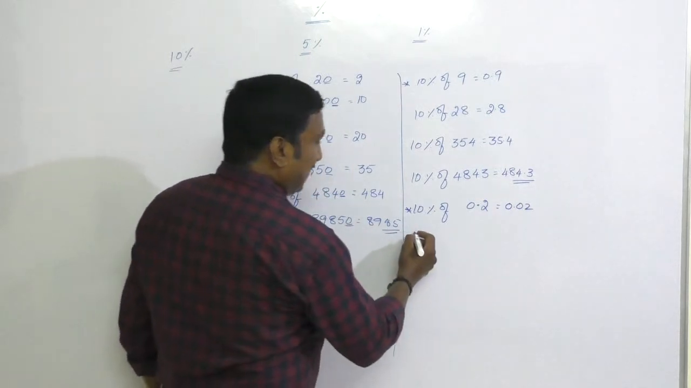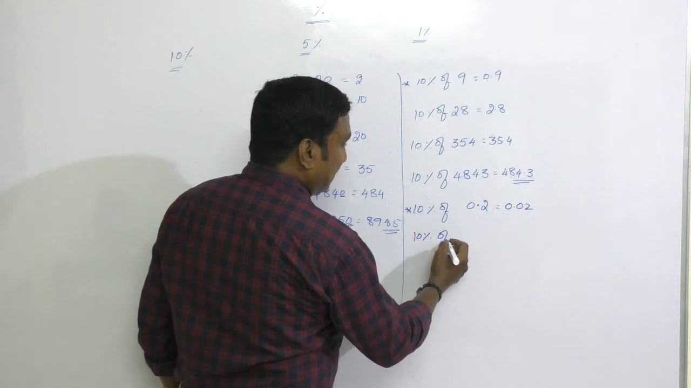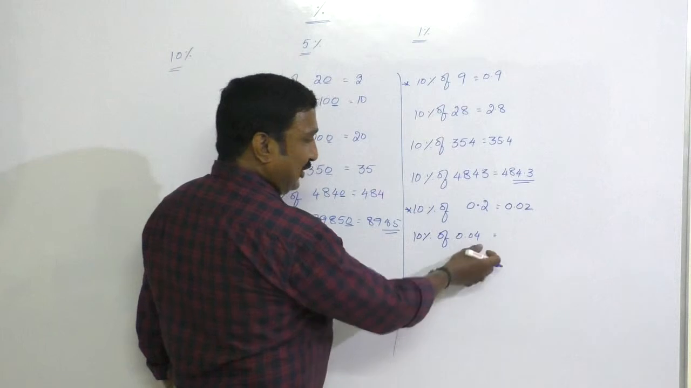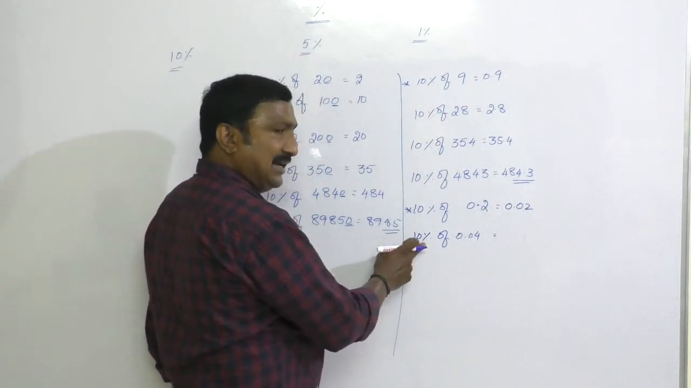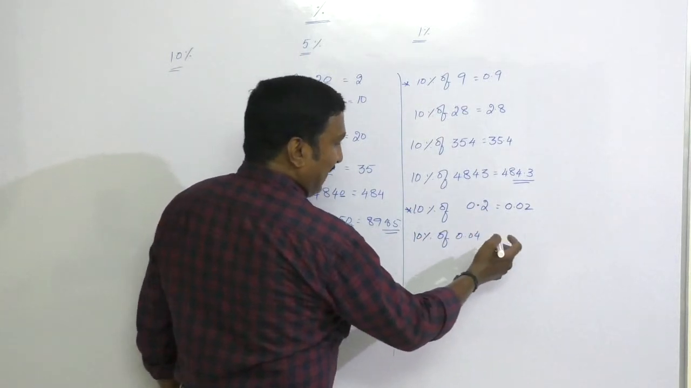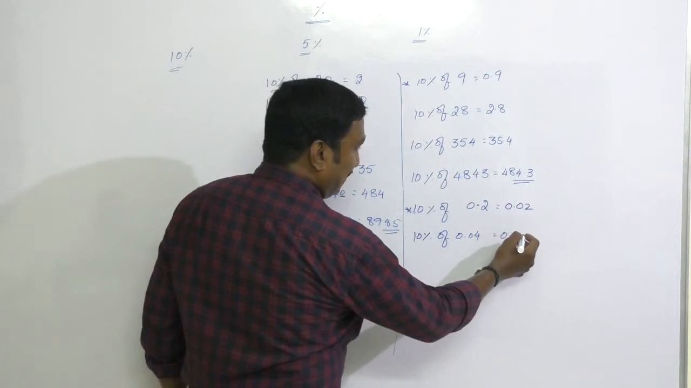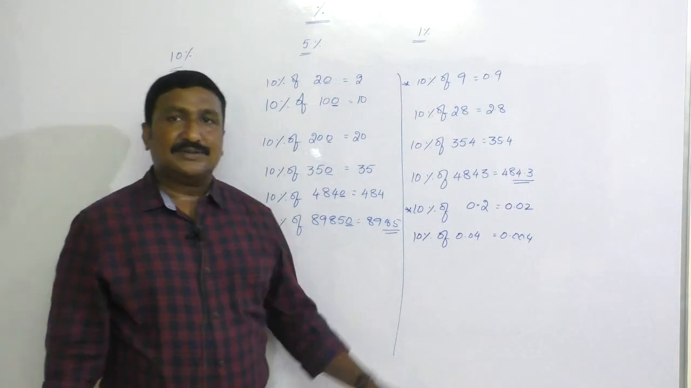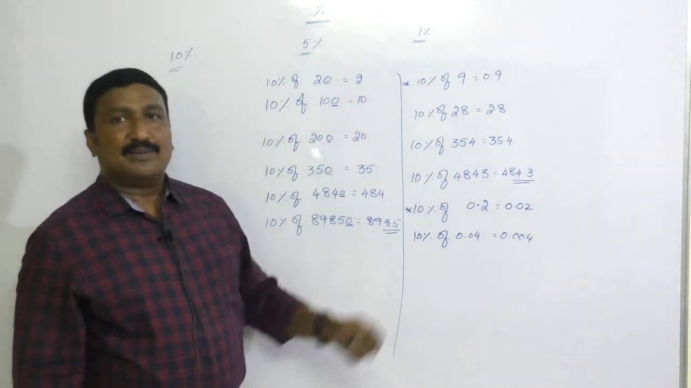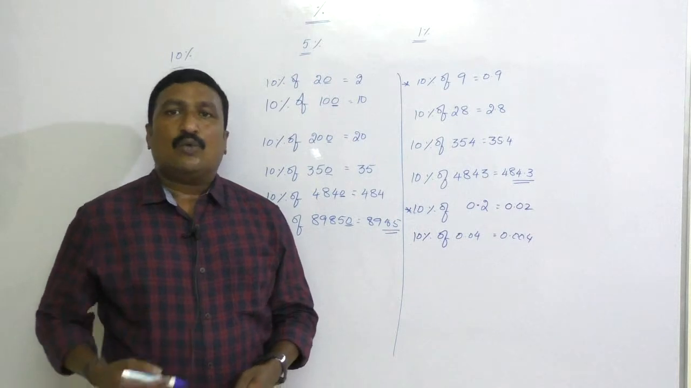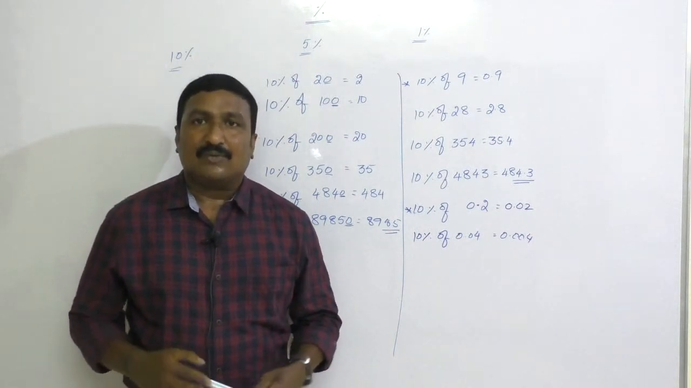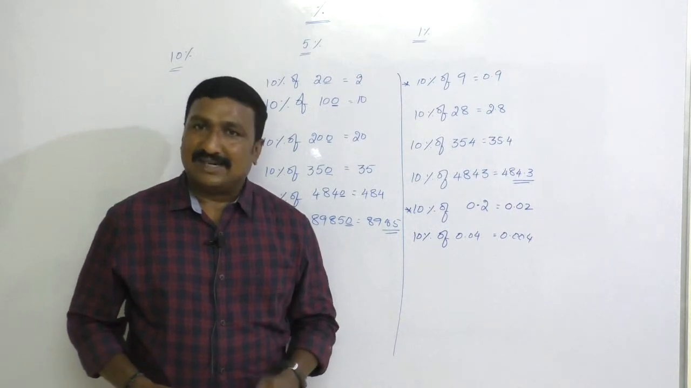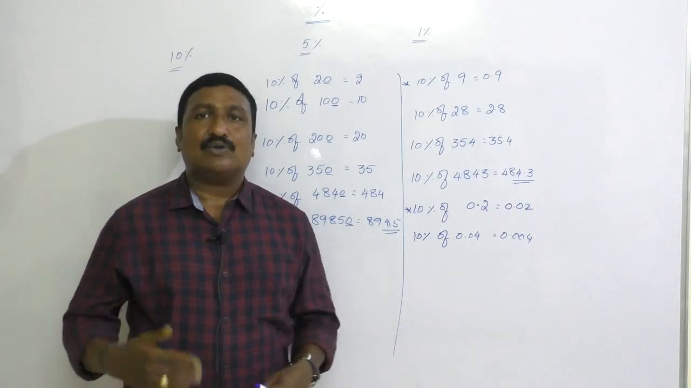For example, 10% of 0.04. Here two decimal places are there. If I want to calculate 10%, one more place will be added. That means 0.004. Okay now friends, everybody understood? So this is how to calculate 10% of a certain number. Once you know 10% of a certain number, we have to calculate multiples of 10%, like 20%, 30%, 40%. We will discuss how to calculate those.